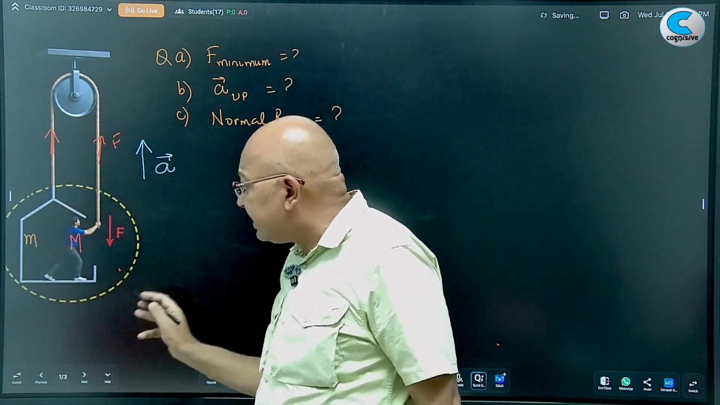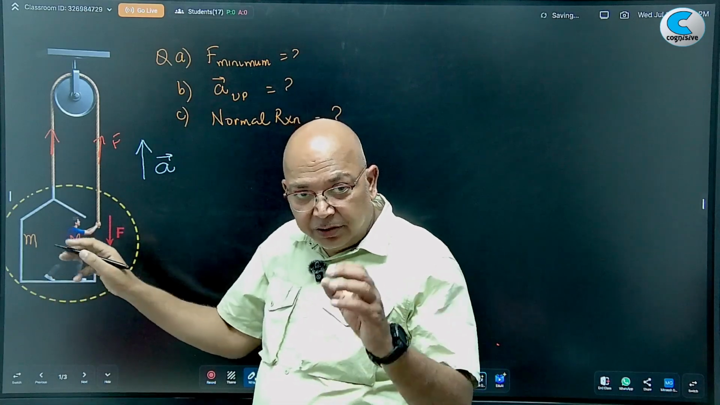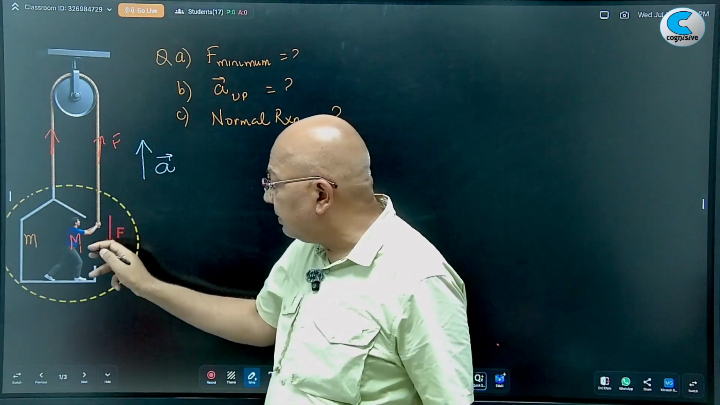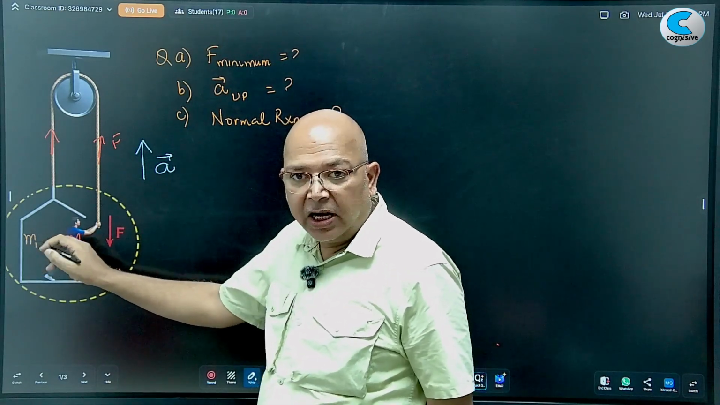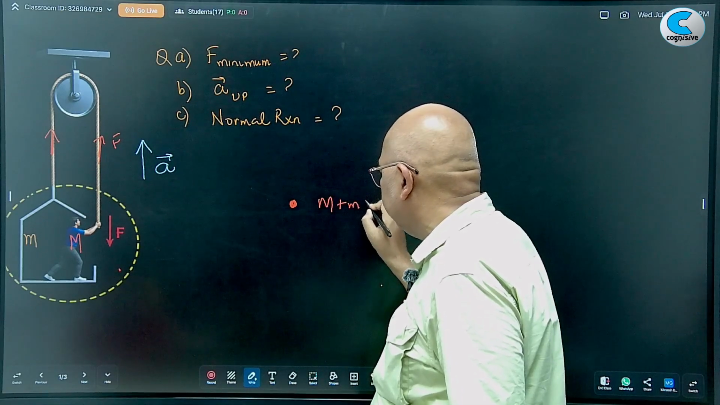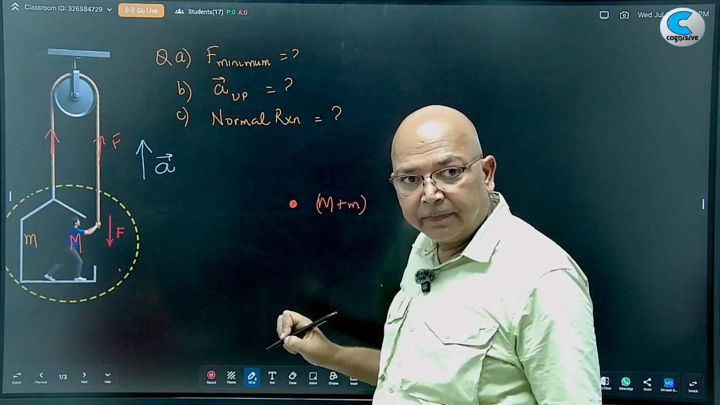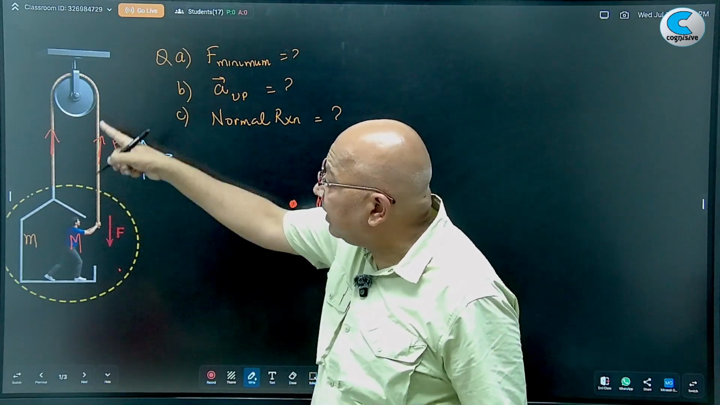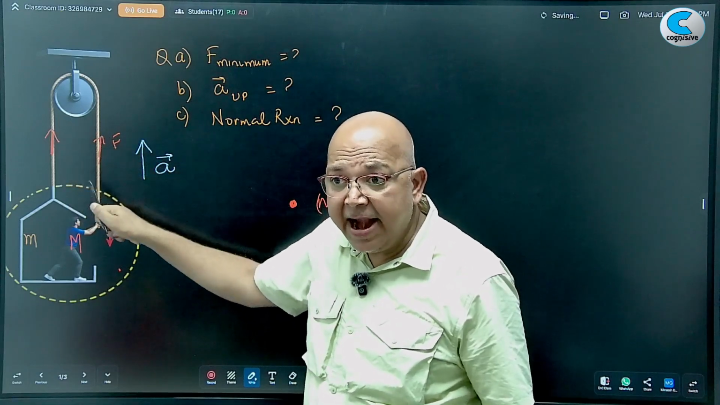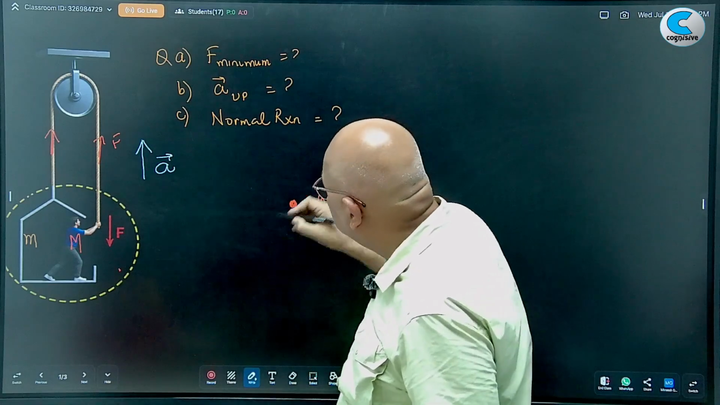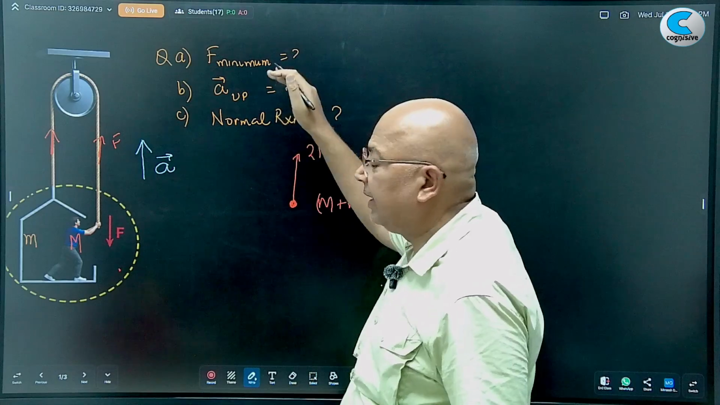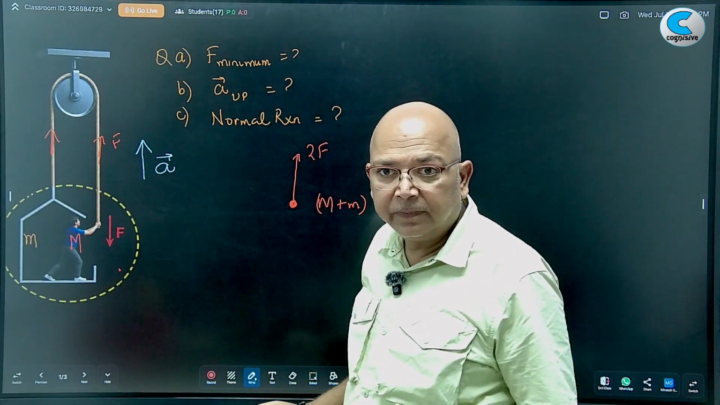If I consider this as a system and we draw a free body diagram of this system, meaning capital M plus small m, we should write the mass of that system, capital M plus small m. What are the forces that are acting in the upward direction? F and F. F plus F, we'll mark it as 2F. So 2F is a force acting in the up direction, right?